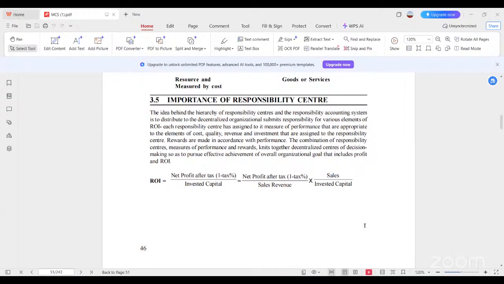So the hierarchy of responsibility centers will try to ensure that each manager knows their responsibility and is rewarded based on performance that contributes to the overall success of the organization. So what are the key importances of responsibility centers? It will try to facilitate your decentralization. It will try to enable performance measurement.